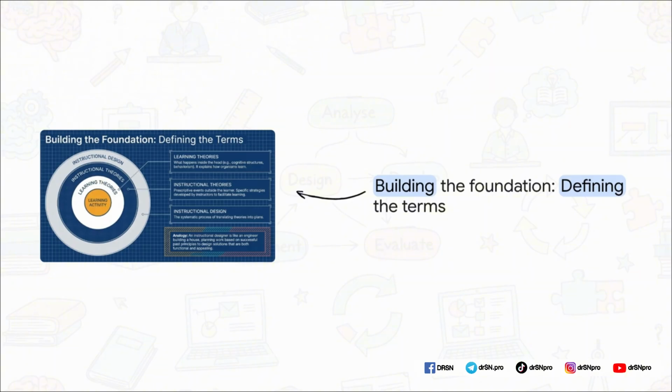But here's the thing, as a teacher, you can't magically reach into a student's brain. You operate on the next layer out, instructional theories. These are the prescriptive, specific events and strategies outside the learner that you actually execute to facilitate learning. For example, knowing that students learn by connecting new information to old information, that's a learning theory. But you creating an advanced organizer graphic to force that connection, that is an instructional theory in action.